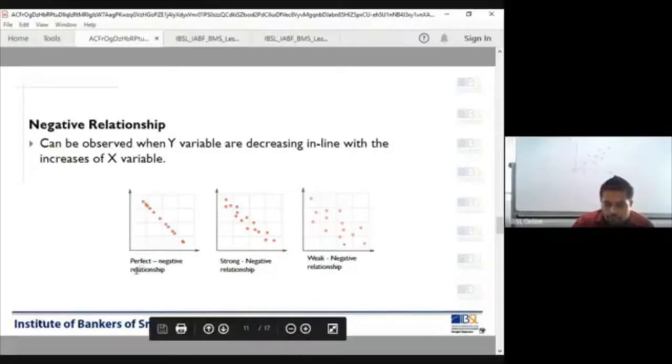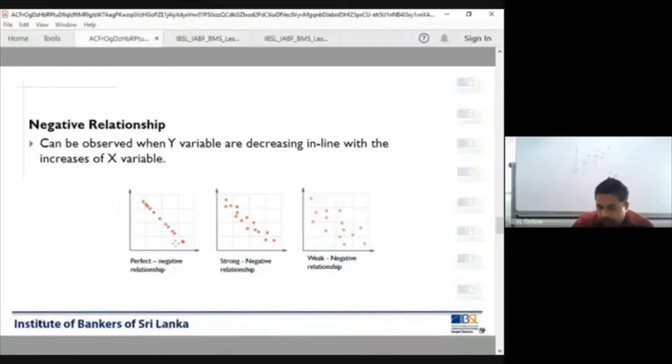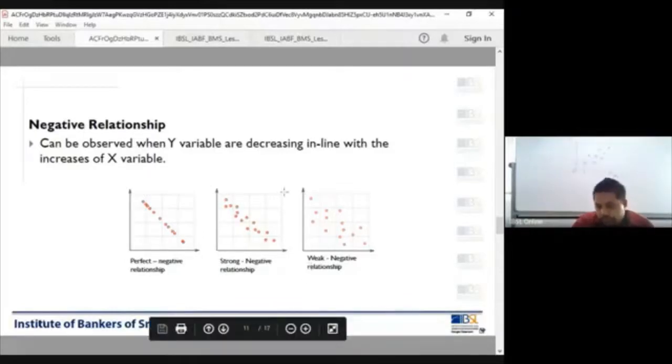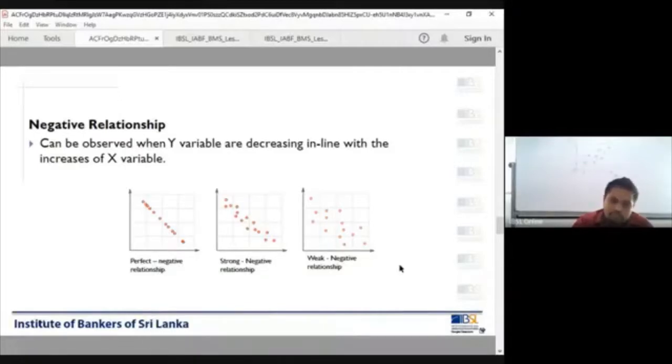We could look at the data scatteredness. Perfect negative relationship will have the trend line or the best fit line crossing each and every point that will be lined here, while the strong negative relationship will be somewhat less, while for the weak negative the best fit line will cross maybe 20% or 30% of the data points that will be in this scatter graph.